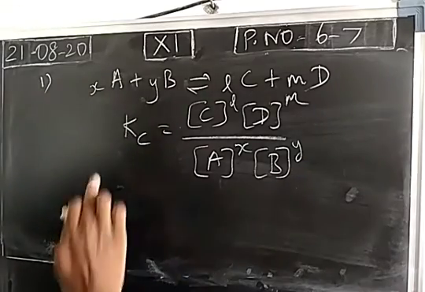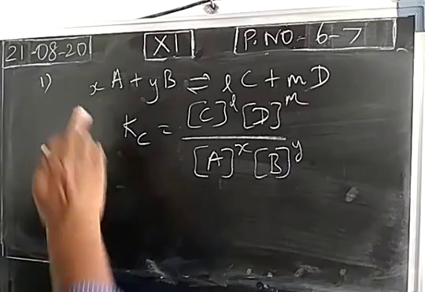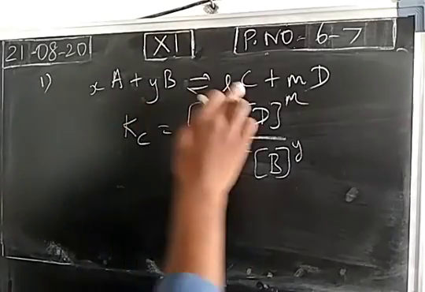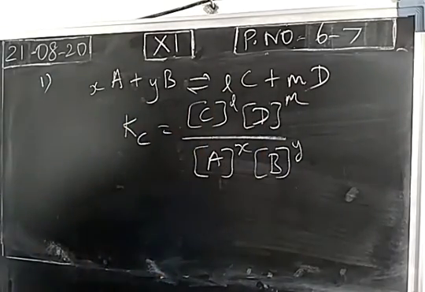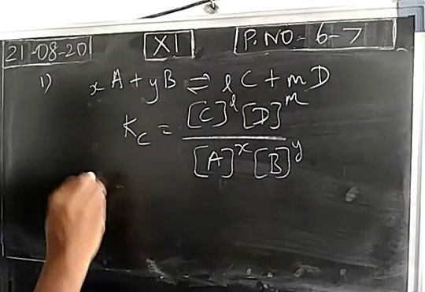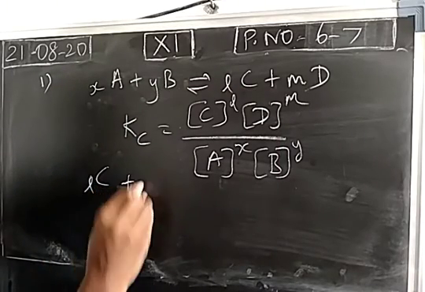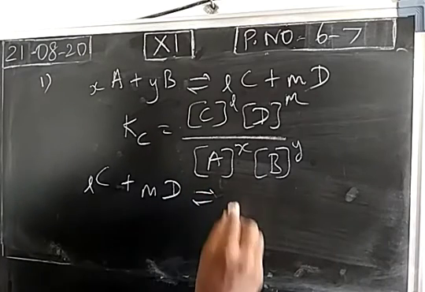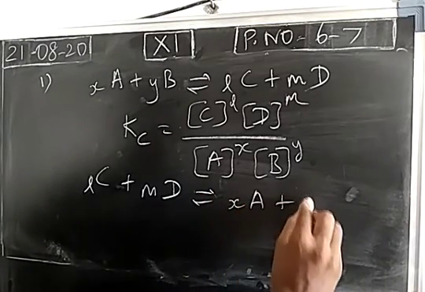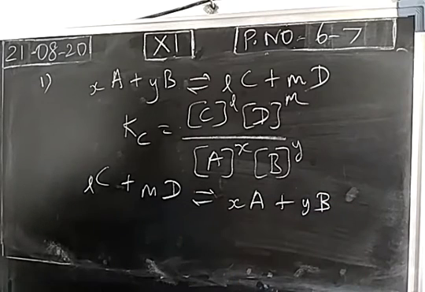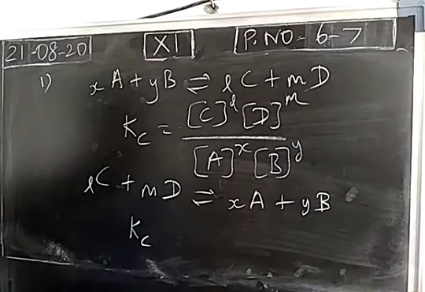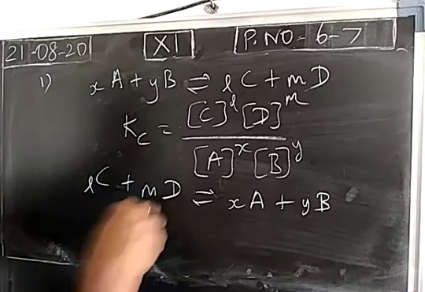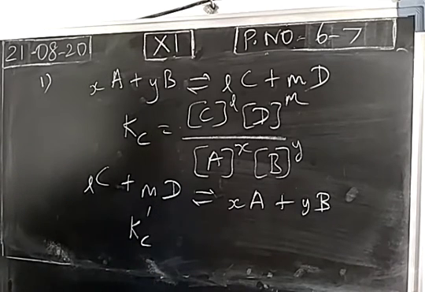For the forward reaction we have written this one. For the forward reaction, these two are reactants, these two are products. What about the reverse reaction, the backward reaction? L moles of C and M moles of D will provide X mole of A and Y mole of B. For this we may write an equilibrium constant. To differentiate, we write the equilibrium constant as Kc dash.